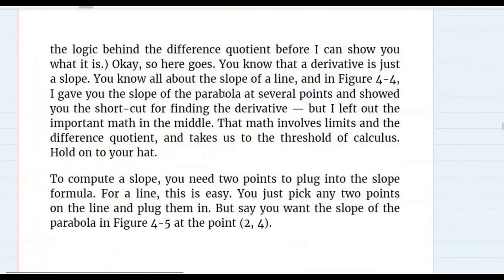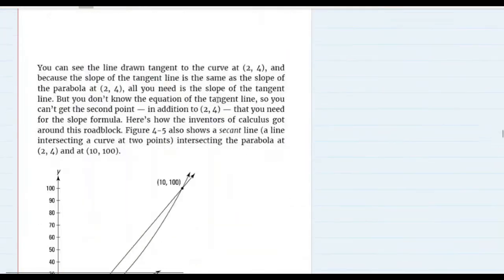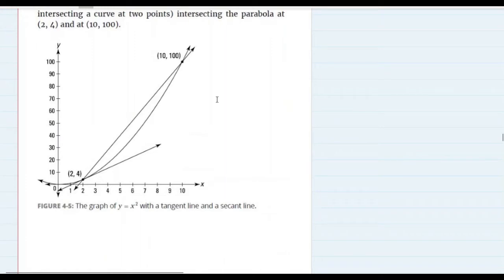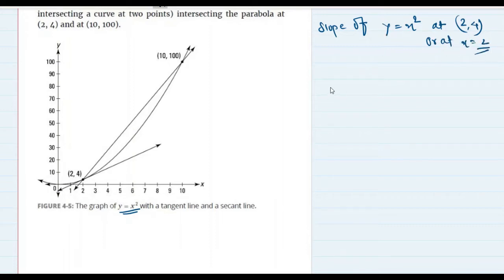Suppose you want to find the slope of a graph at a point. Let's say the point is 2 comma 4. So we are interested in finding the slope of the function y is equal to x square at 2 comma 4, or at x is equal to 2. What is the slope of this function at x is equal to 2? We are interested to find that.